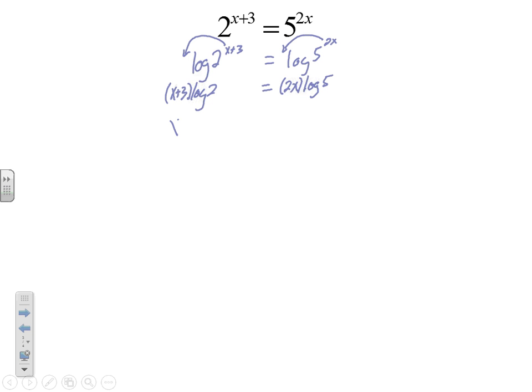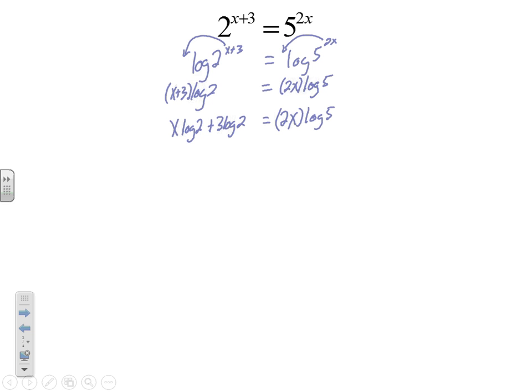So I'm going to get x times the log of 2 plus 3 times the log of 2 to be equal to 2x times the log of 5. So at this point, what I want to do, because I have an x on the left side of the equal sign and an x on the right side of the equal sign, is we want to get them on one side or the other. And if I didn't do that distribution, we wouldn't be able to get them on the same side where they're both on the top of like a fraction.